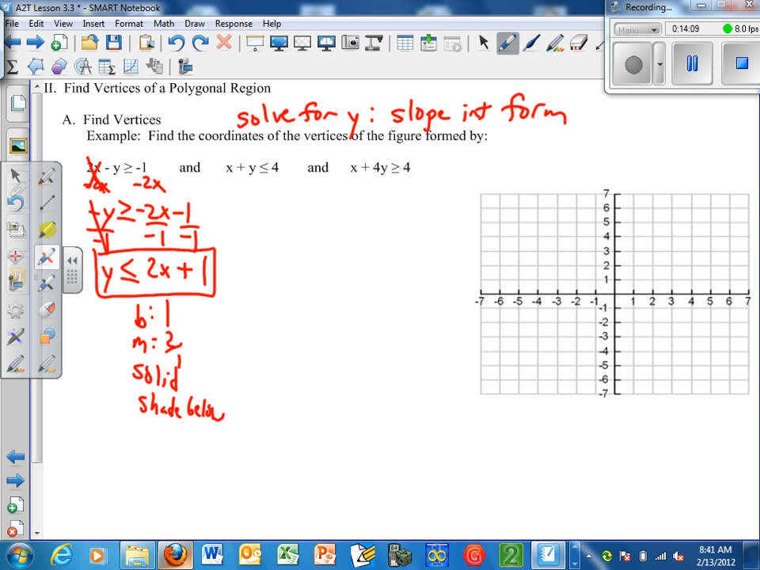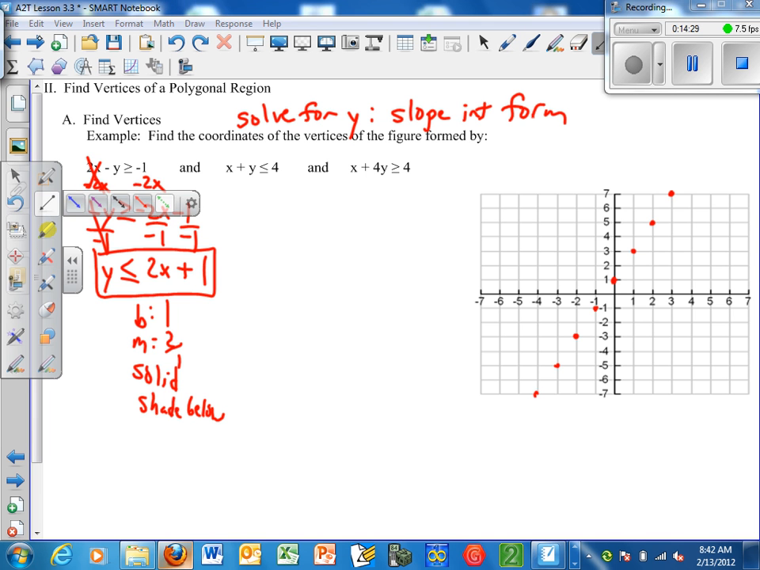So if we graph that, the y-intercept is 1. The slope is 2, or 2 over 1, so rise 2, run 1, rise 2, run 1. It'll be like that. I'd go down 2, left 1 to go the other way. And then we're going to draw our line, solid.